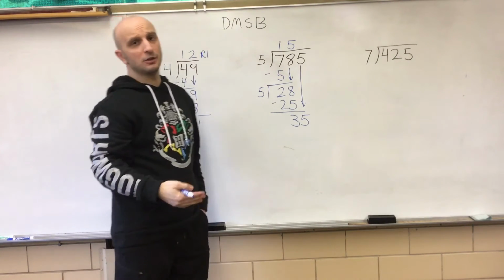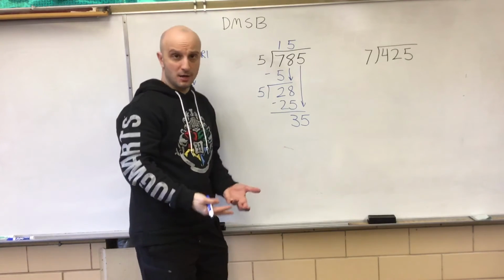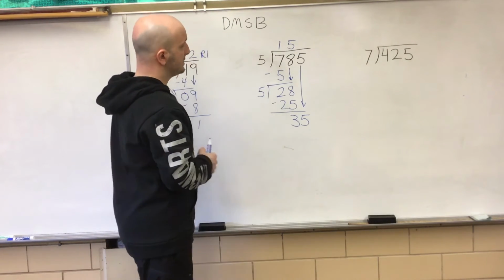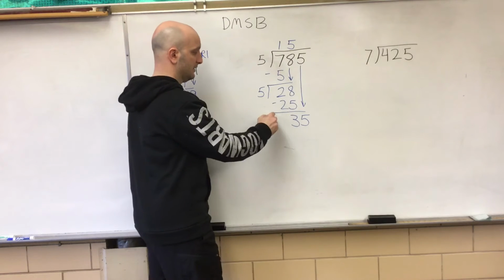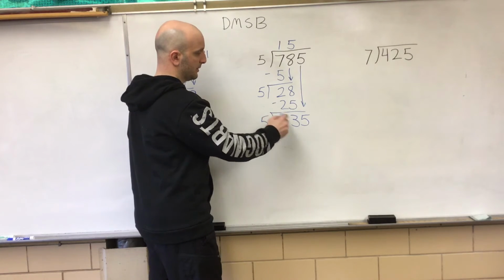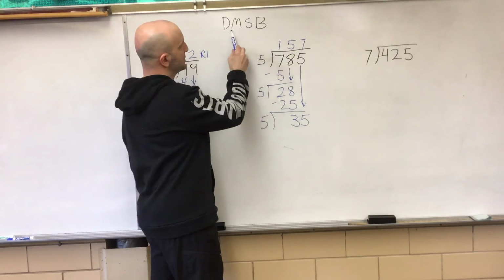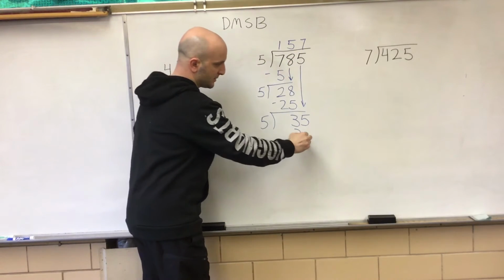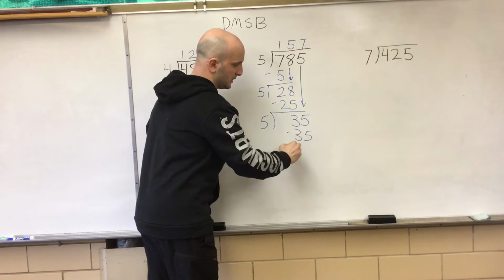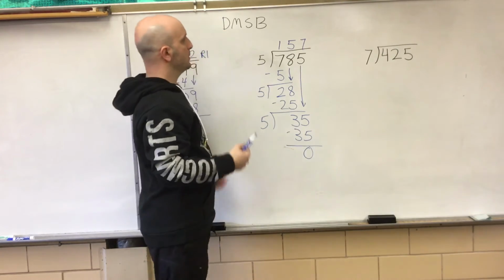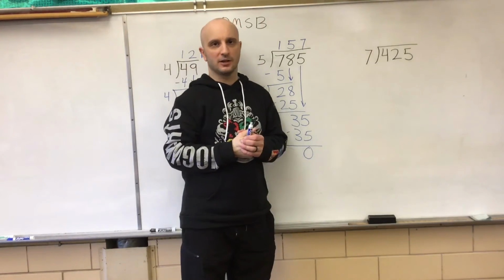So this is why it's called long division. It takes a long time sometimes. So we have to go through DMSB yet again. This time we're going to do our D step with 35 divided by 5. That's 7. Multiply. 7 times 5 is 35. We subtract and we get 0. No remainder. That's our final answer.